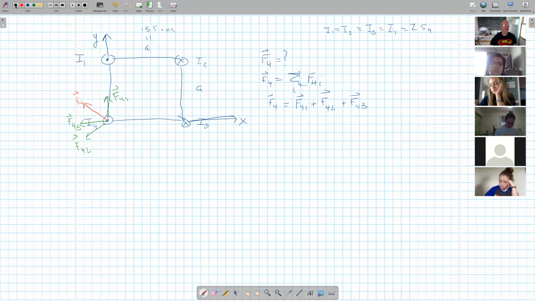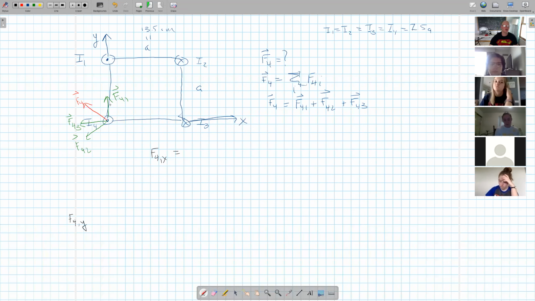So basically, as we did before, since this is a two-dimensional problem, what we're going to do is look at the x component of the net force and look at the y component of the net force, and then use the Pythagorean theorem to determine the magnitude of all of that. So we're going to look at the x component and also the y component of the force on wire 4.